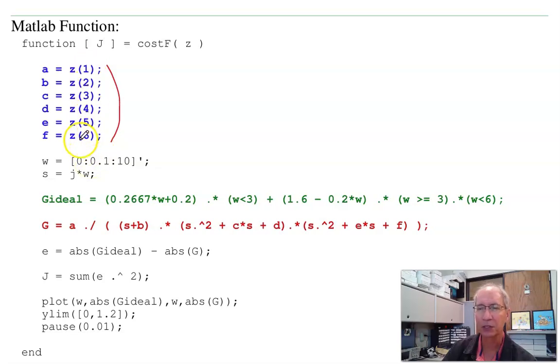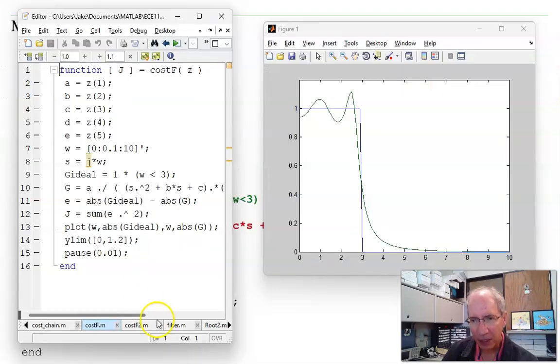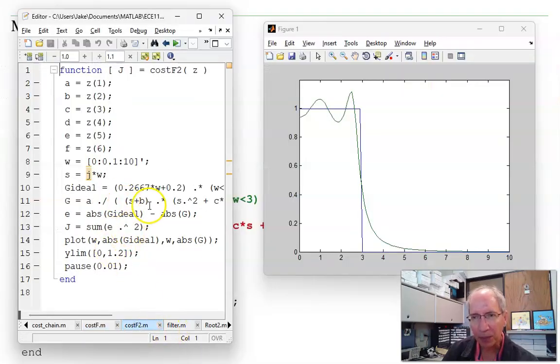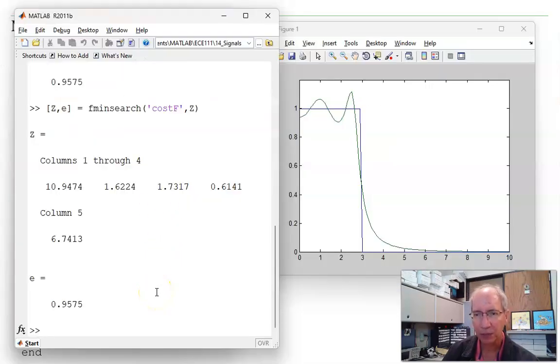I guess there's not 6 terms. Here's my ideal response. There's my actual response. Calculate the difference in the gain. Return the sum squared error. All stays about the same. Kind of show you how that works. Here's the function in MATLAB. From the command window, I can call it.